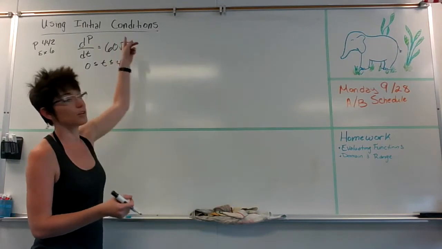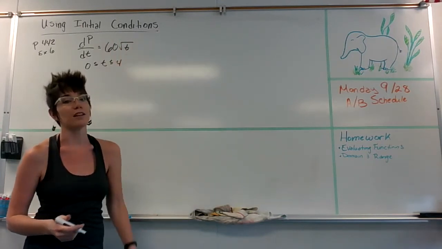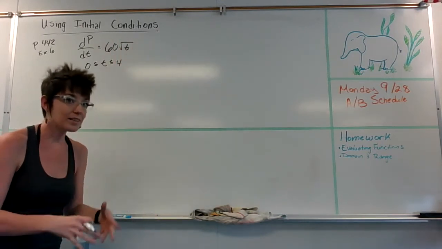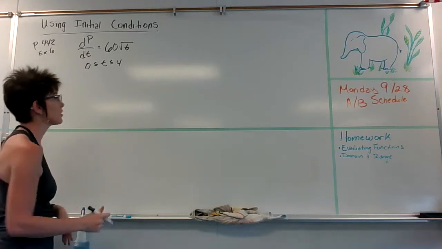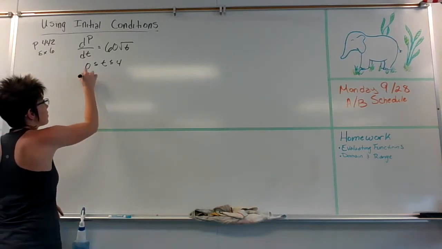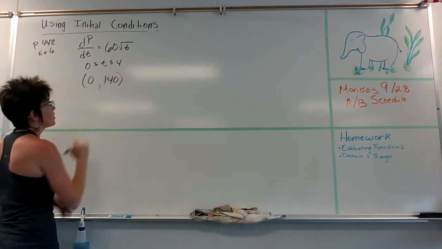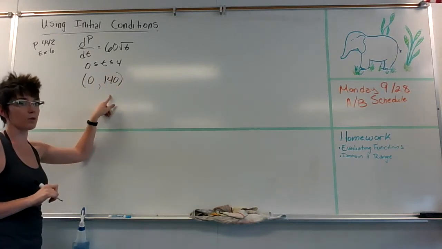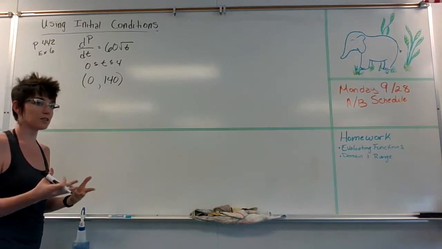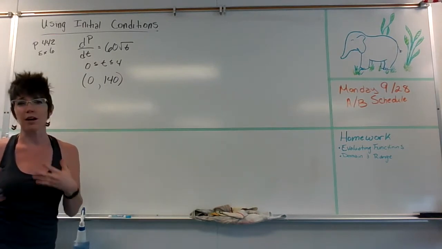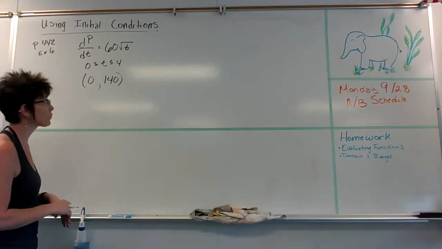It's some kind of initial condition that I know about the function, and in this case, without any time passing, so after 0 years of time passing in the pond or in the lake, there was 140 fish. So when t is equal to 0, there were 140 fish. That's my initial condition. It wasn't super obvious. You had to kind of work for it a little bit, but it's there.